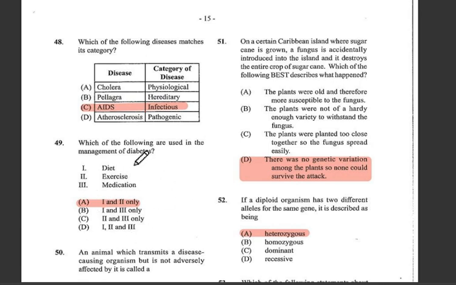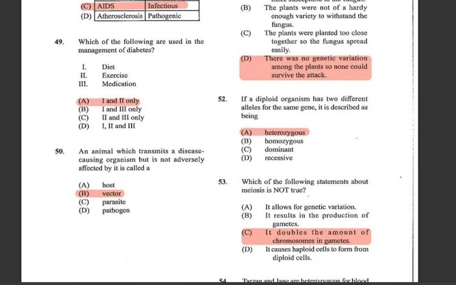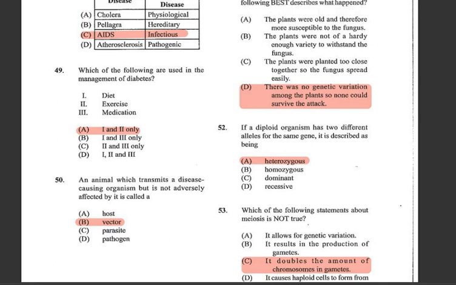But if you have any other answers, guys, please feel free to leave them in the comment section. Moving along further. Alright, number 50, an animal which transmits disease-causing organisms but is not adversely affected by it, and it would be a vector. Alright, good.